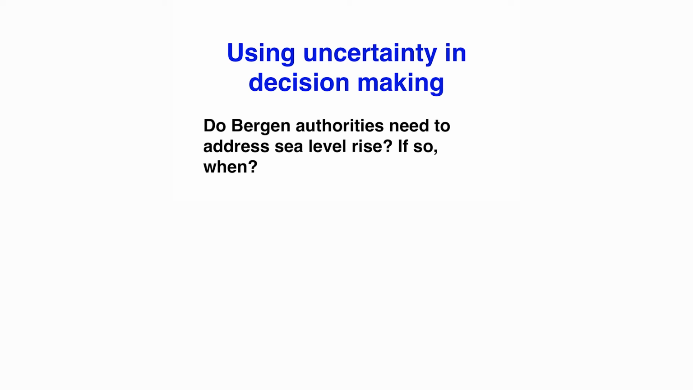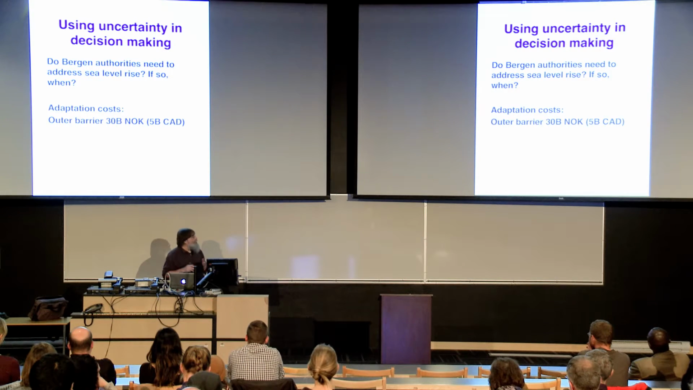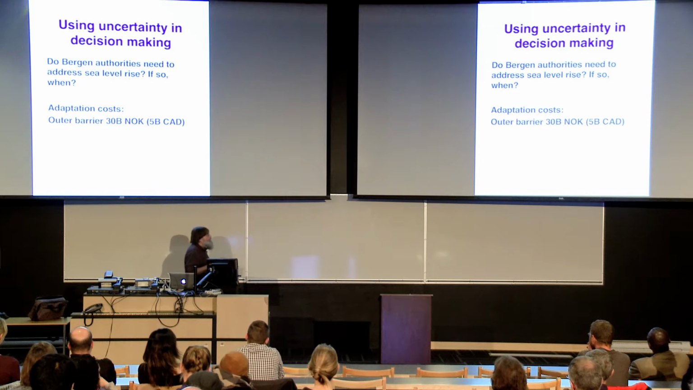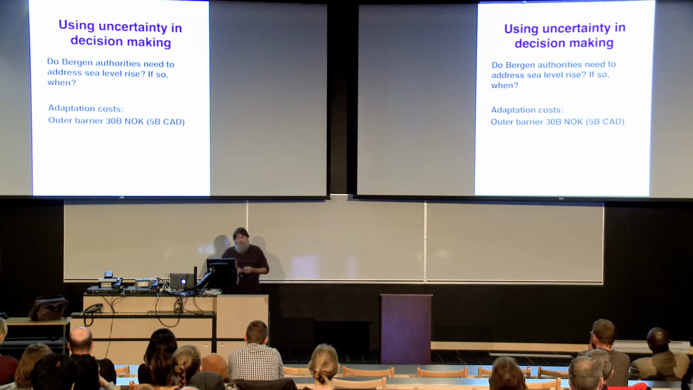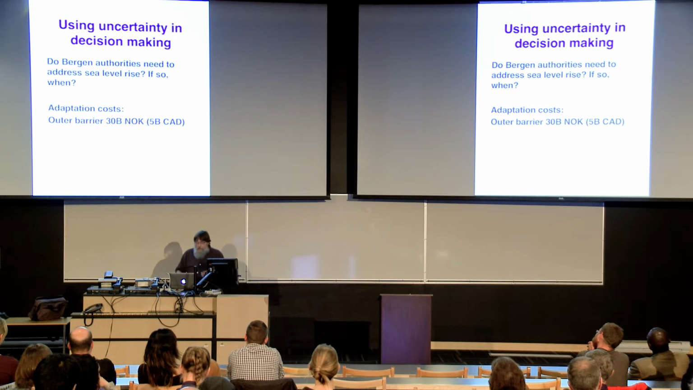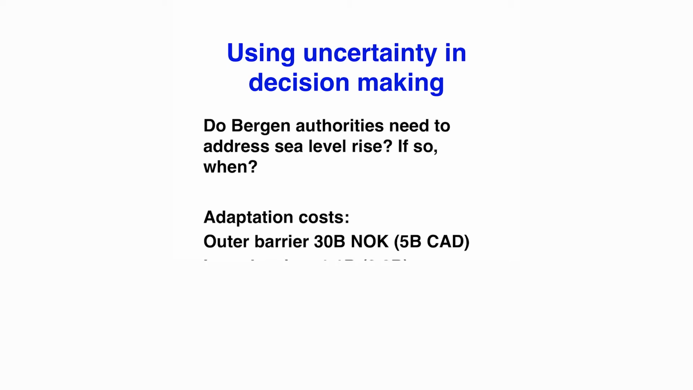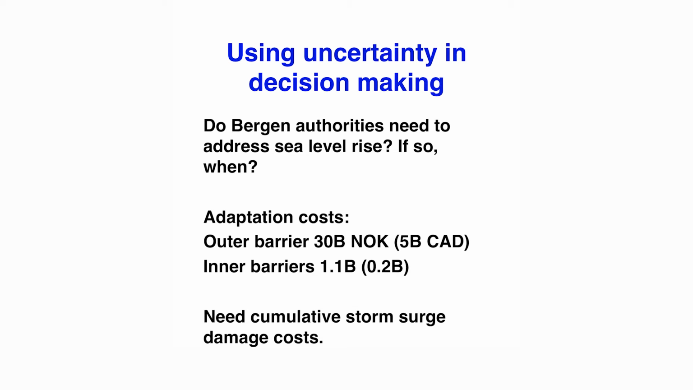There's one approach. It is a fact that Bergen authorities are thinking about sea level rise and want to address it. And they've thought of various kinds of adaptation. So there's an outer barrier that would cost about 30 billion Norwegian crowns to build. It's about 5 billion Canadian dollars. They could bring some inner barriers inside the harbor that would be cheaper, 1.1 billion Norwegian crowns. So what we need to compute is cumulative storm surge damage costs. And then we can see if we can just afford not to do anything.